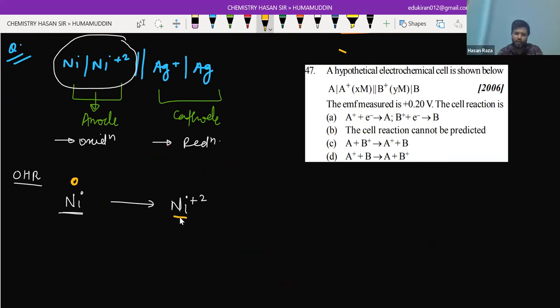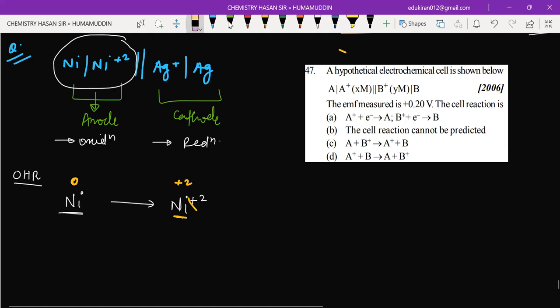Zero. And what is the oxidation state of this Ni plus 2? Plus 2. See, in ions, whatever is the charge is its oxidation state. Are you getting my point? And in elemental form, metallic form, like nickel, copper, whatever is written as the symbol only, or multiplied by anything, like if it has been written as 2Cu, that doesn't matter. It is in its elemental form. So its oxidation state will be zero. Are you getting my point?